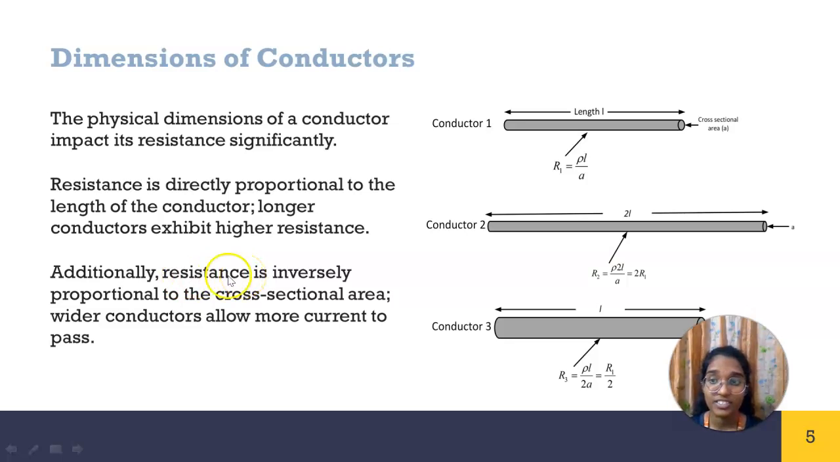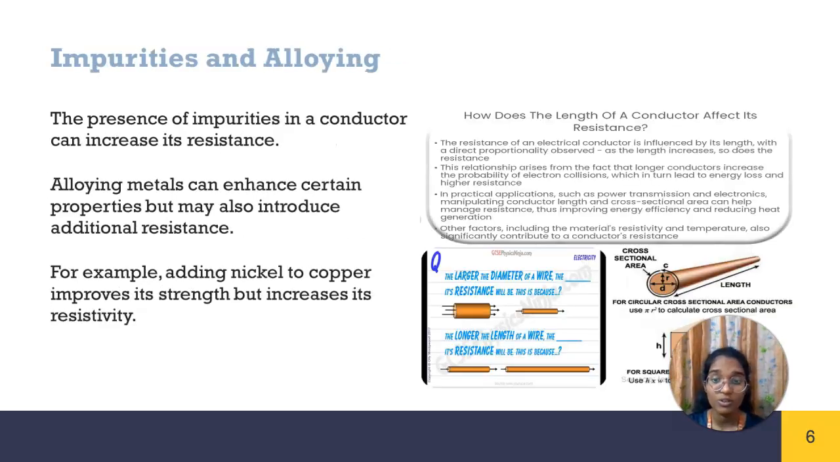Now, dimensions of a conductor. The physical dimensions of a conductor impact its resistance significantly. Resistance is directly proportional to the length of the conductor. If we increase the length of the conductor, then resistance also increases. A longer conductor exhibits higher resistance. See, I've done an example, right? Additionally, resistance is inversely proportional to the cross sectional area. If you increase the cross sectional area, the resistance will decrease. The reason behind this is that wider conductors allow more current to pass. Resistance is opposition to the flow of current, right? So it decreases. That's why resistance is inversely proportional to the cross sectional area.